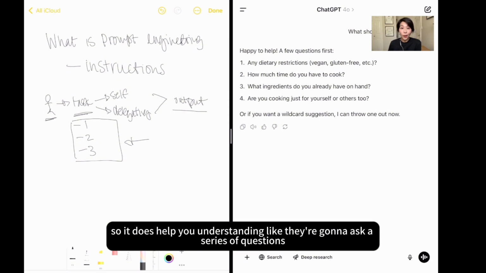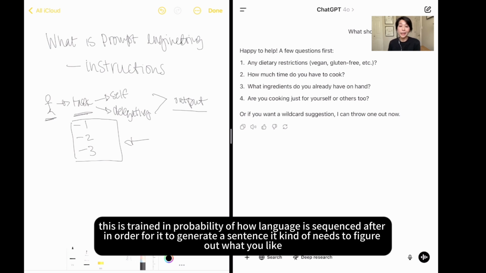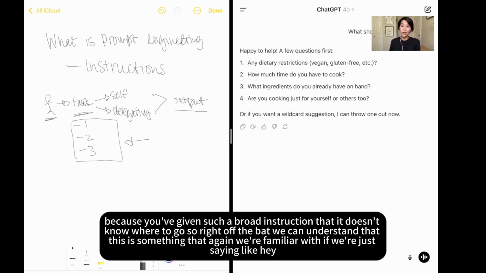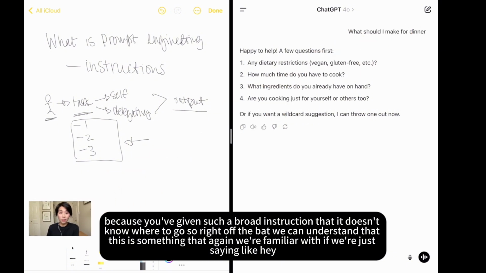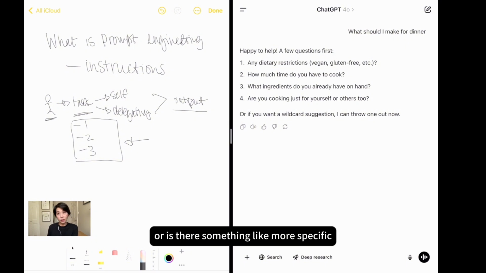So it does help your understanding, like they're going to ask a series of questions, which is helpful, right? Think about this: it's trained in the probability of how language is sequenced in order to generate a sentence. It needs to figure out the direction that you're going, because you've given such a broad instruction that it doesn't know where to go. So right off the bat, this is something we're familiar with. If we're just saying, hey, let's go for dinner, well, what do you want to eat? Do you want Thai? Do you want Japanese? Or is there something more specific because there are dietary restrictions?